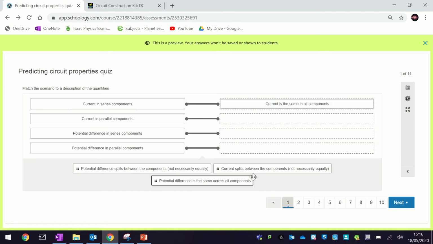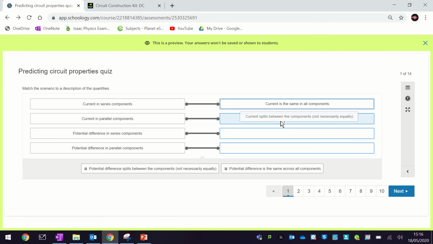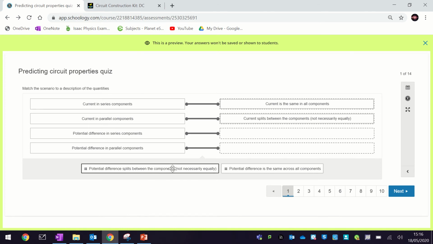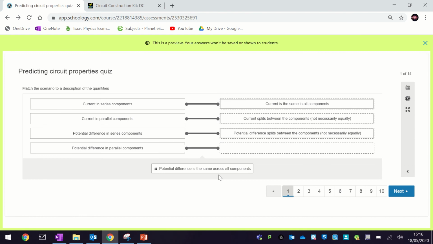Whereas in parallel components, the current splits between the components. So some goes to one, some goes to the other, but it's split up. Potential difference is essentially the opposite. In series components, potential difference splits between the components, so they share the overall potential difference. Whereas in parallel components, the potential difference is the same across all of them. So it might be useful to note that the rules are opposite for current and potential difference. That might help you remember them.